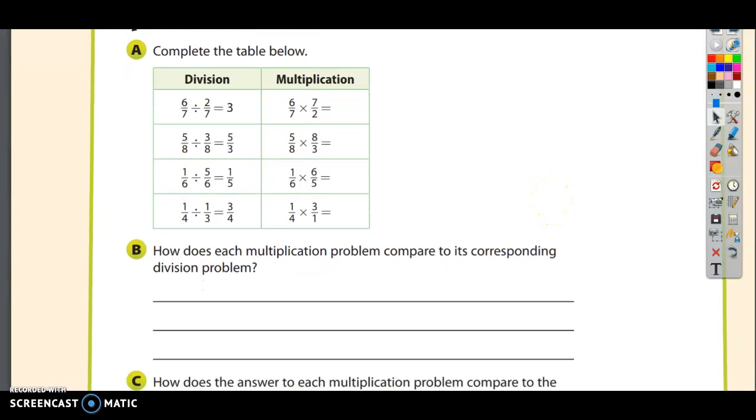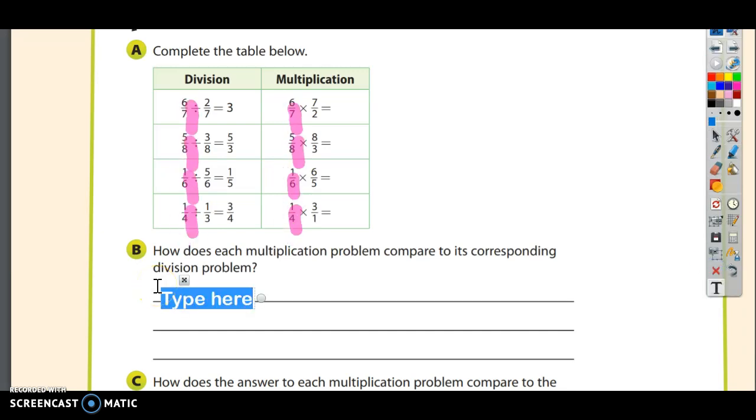Question B says, how does each multiplication problem compare to its corresponding division problem? So let's look at the multiplication problems. Look at the left. 6/7, 6/7, that's the same. 5/8, 5/8, that's the same. 1/6, 1/6, that's the same. 1/4, 1/4, that's the same. So I'm going to start my answer with the first fractions are the same.